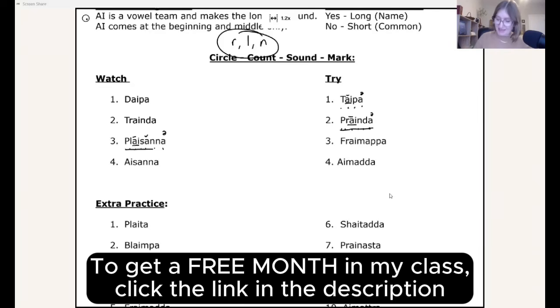Plasana. You'll notice that it wasn't spelled like this, because AY is how you spell the A sound at the end of words, not in the middle. AI is how you spell the A sound in the middle of words. All right, go ahead and try yours on over here, number 3.